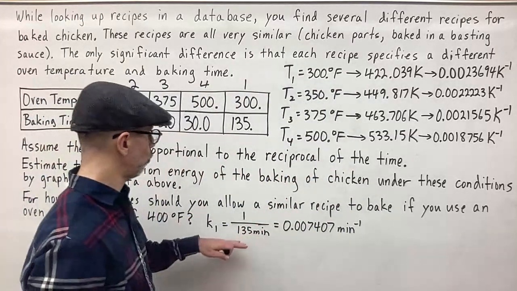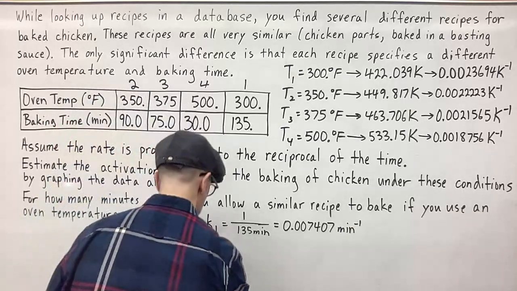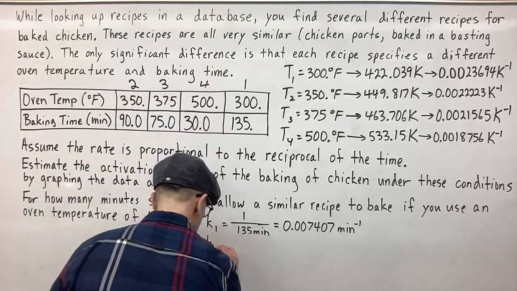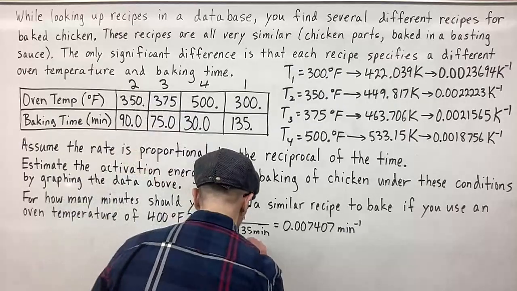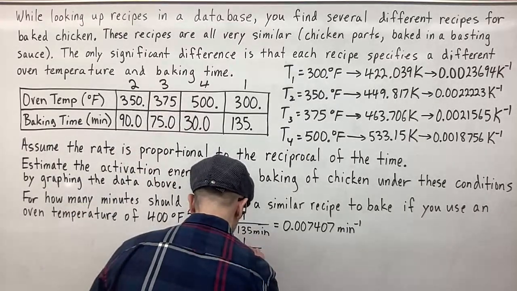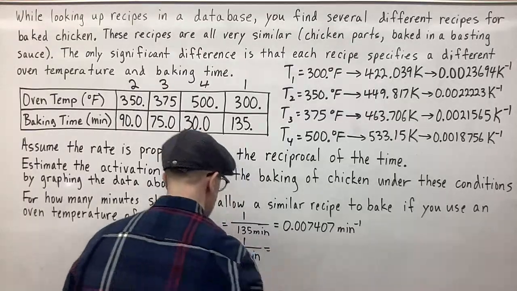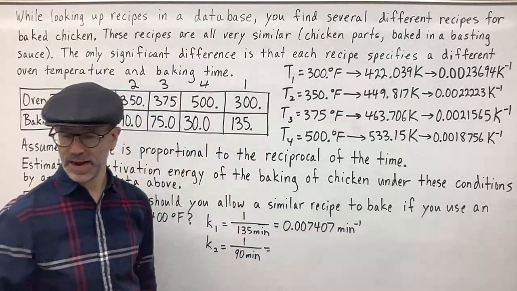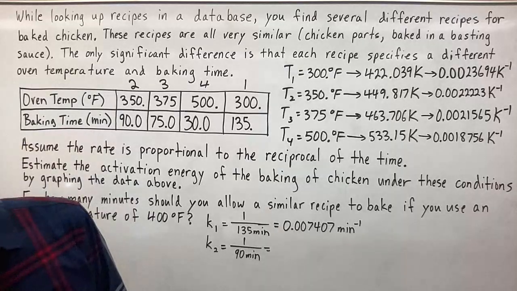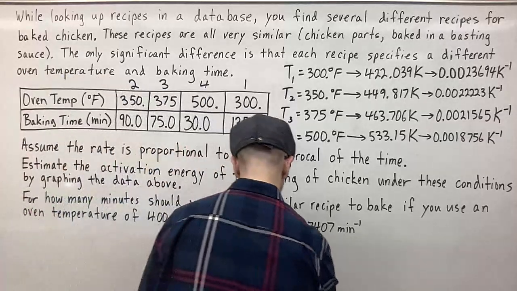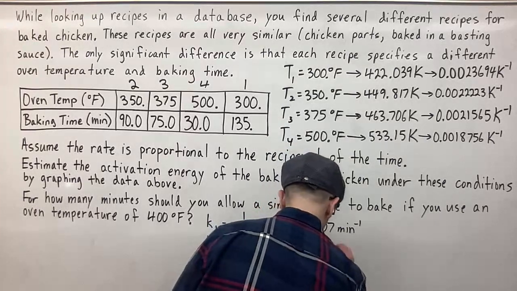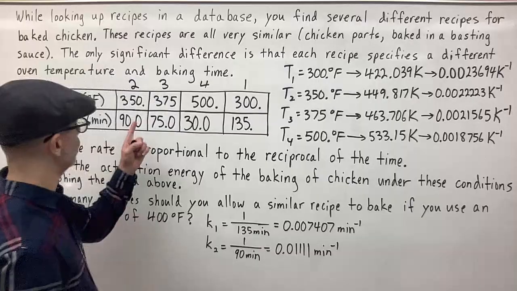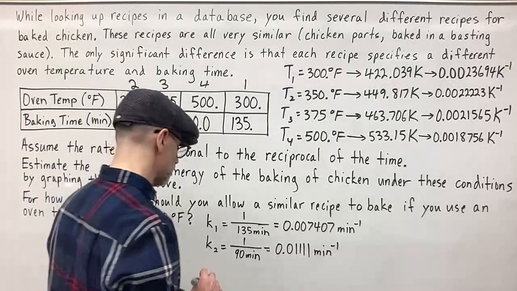And then we do the same thing for the other times, right? So K2 is equal to 1 over 90 minutes. Of course, we divide that, and we get 0.01111 per minute. Then we go to number 3, that's 75 minutes.